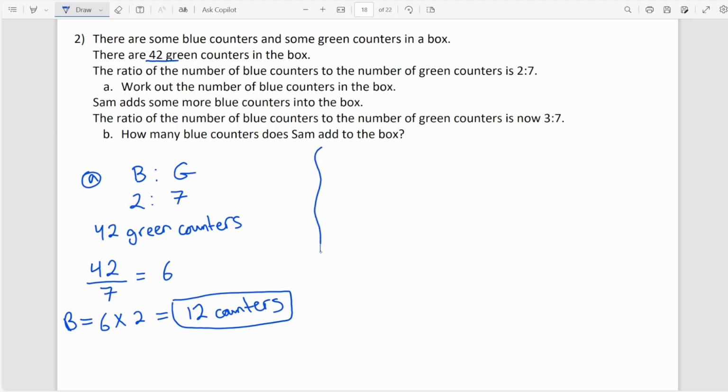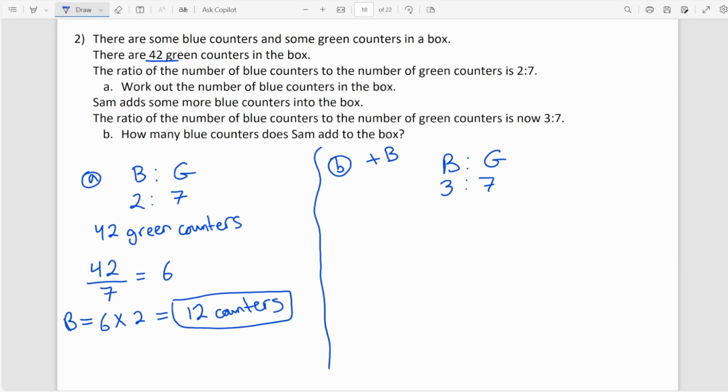We'll go ahead and solve part B over here. Sam adds some more blue counters into the box. Okay, so I know that I'm adding blue. The ratio of the blue counters to the number of green counters is now 3 to 7. So now the ratio of blue to green changed to 3 and 7. How many blue counters does Sam add to the box?